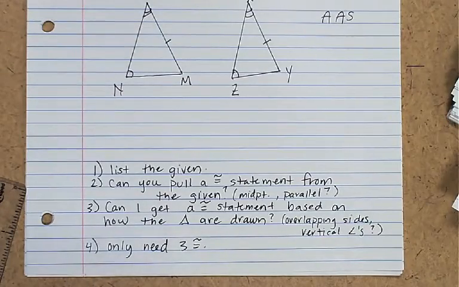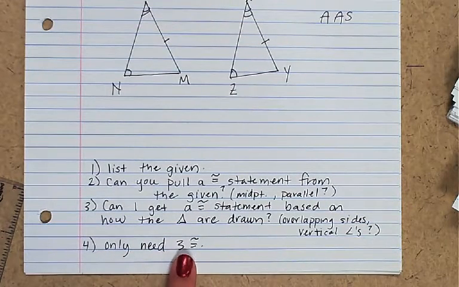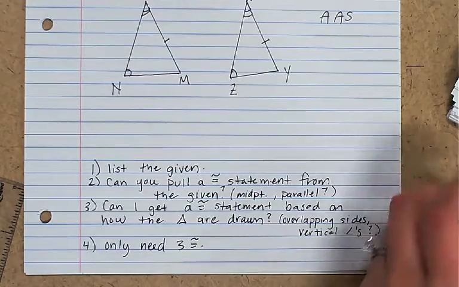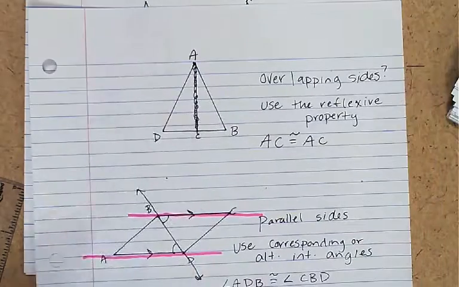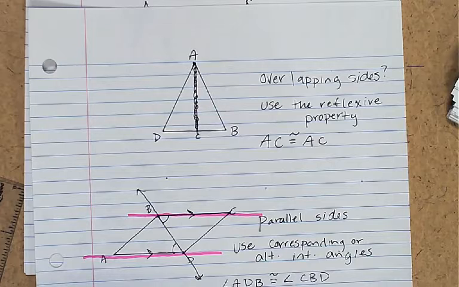Then the next thing you should ask yourself, because remember you need 3 things that are congruent, and usually the given will only give you 2. The third one you need to come up with on your own. Can you get a congruent statement based on how the triangles are drawn? In the first example, if you look at the way the triangles are drawn and you have overlapping sides like that, you should use the reflexive property because both those triangles share side AC there.